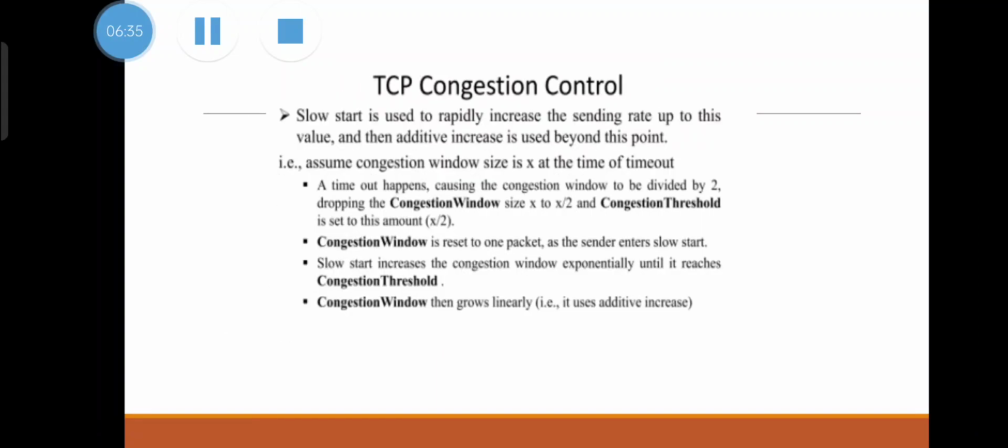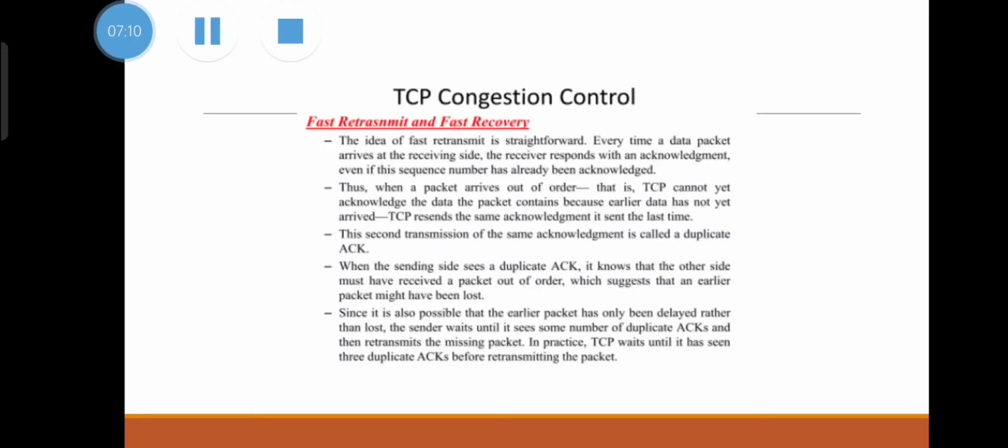So you can see that. A timeout in slow start rapidly increases the sending rate, and additive increase is used. Here, when a timeout happens, the window is divided by 2, dropping the congestion window by half. The same point is repeated here also. As I said earlier, if there is no problem at all, it sends data packets exponentially. If there is any loss or it reaches a threshold, it will automatically decrease the window size by 2. And then finally we have another concept called fast retransmit and fast recovery.